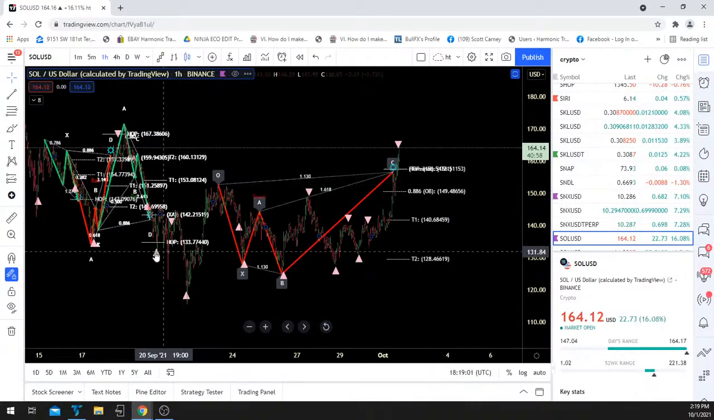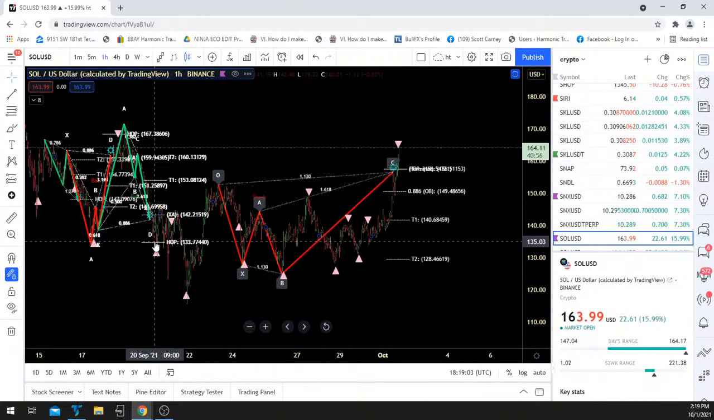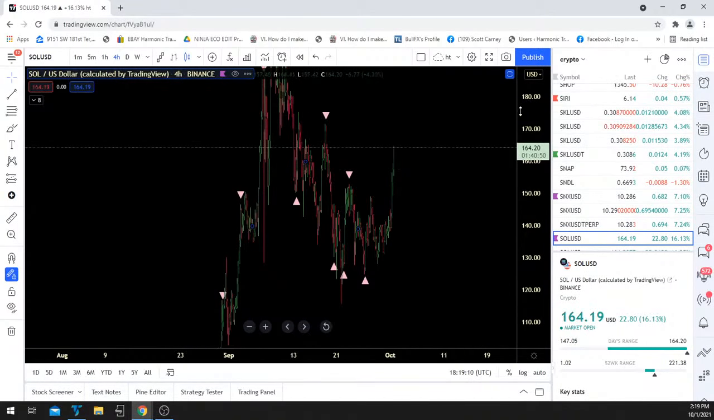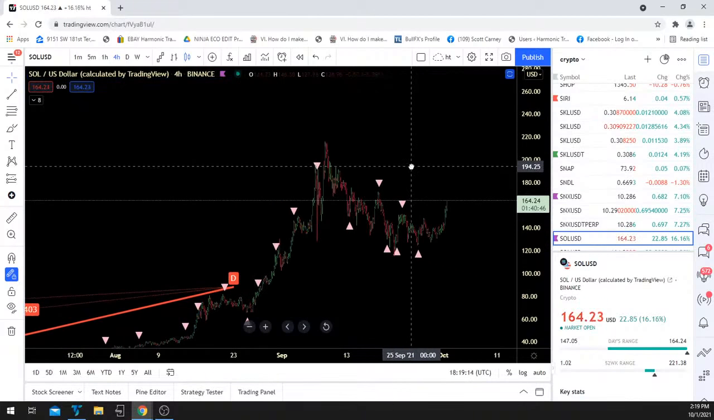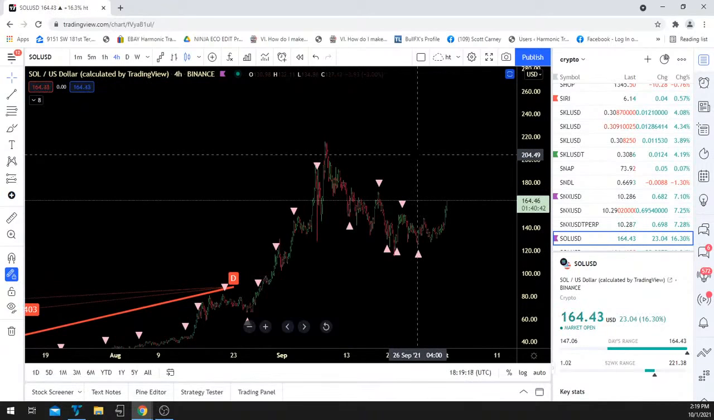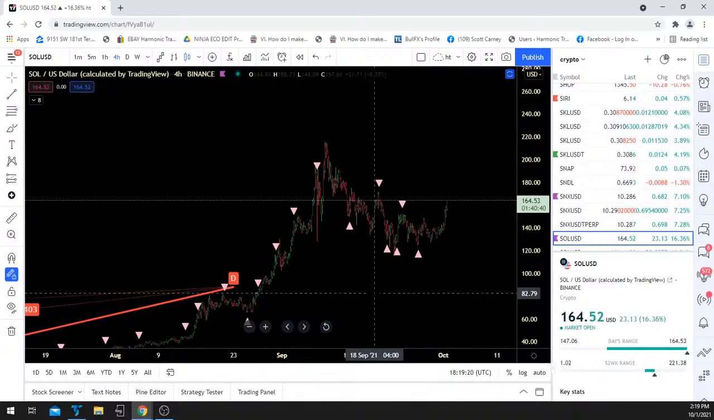I do think it was this shark pattern. We were looking at that as support, as well as having a fairly oversold condition after the big surge. Yeah, do check Solana in our prior discussions.